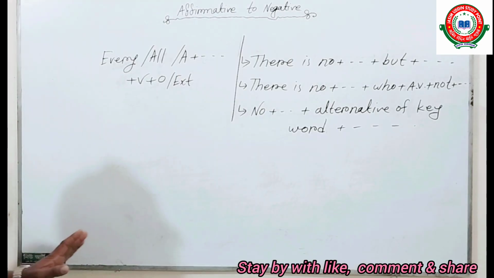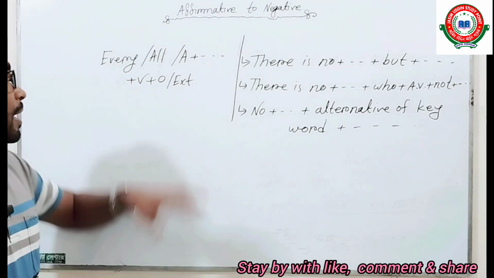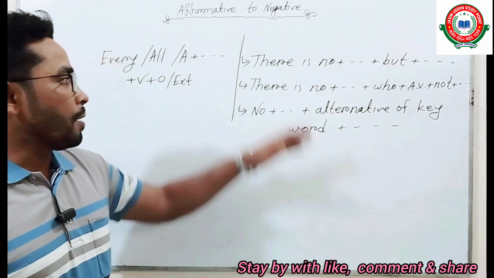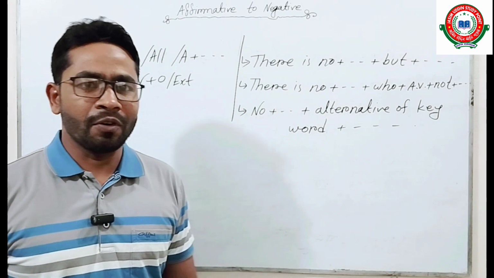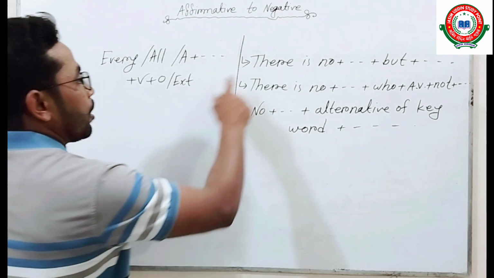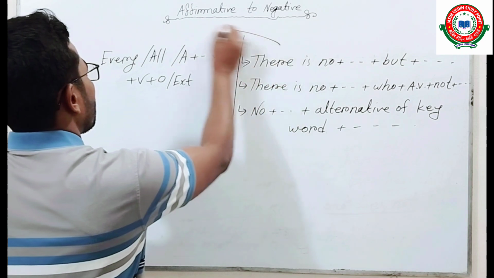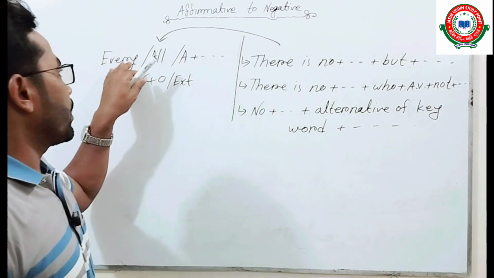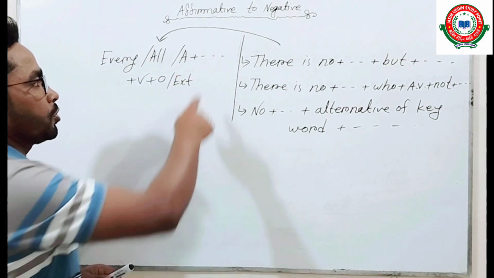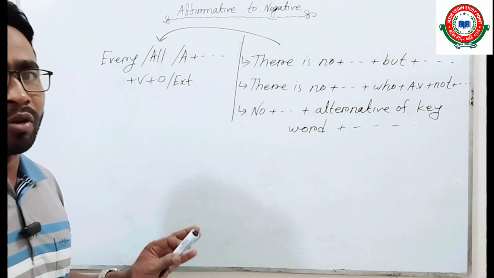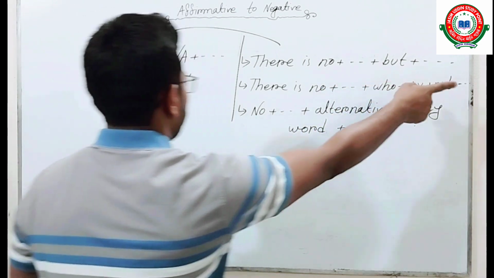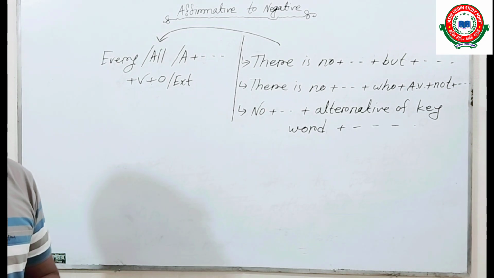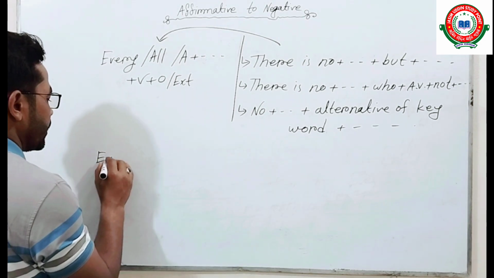Okay, if you see these types of symptom in an affirmative sentence, and you want to transfer the sentence to negative, you have to follow this instruction. My dear viewers, you have to use "there is no" instead of every, all, or a. After that, you have to use another word that may be a noun or pronoun. After that, you have to use "but". After that, you have to use another word, that means verb plus object or extension. That's enough. Try to follow an example.